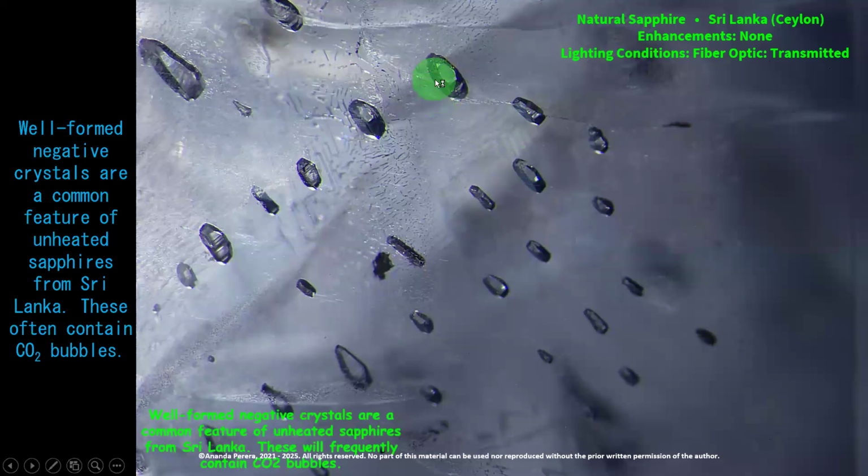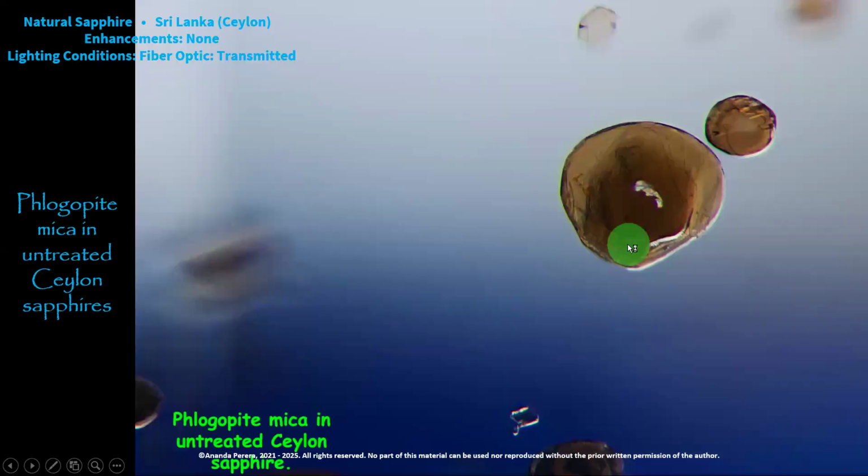These often contain negative crystals. Inside the negative crystals, daughter crystals are formed with carbon dioxide containing bubbles. CO2 bubbles are inside these. So it is a natural stone.